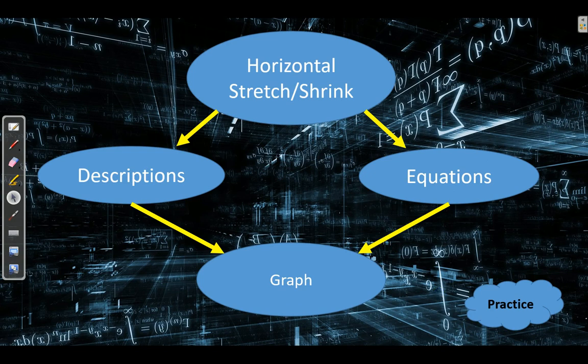So, again, we're going to be taking a look at three different modes here. A description, a graph, and an equation. You want to make sure you can go between all three of those. With the horizontal stretch and shrink, it's a little harder to do the graph, so oftentimes you'll just do a rough sketch, but we will take a look at that some.